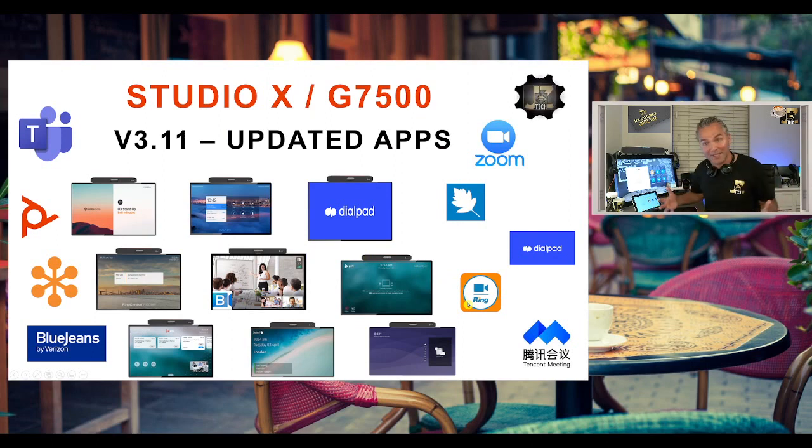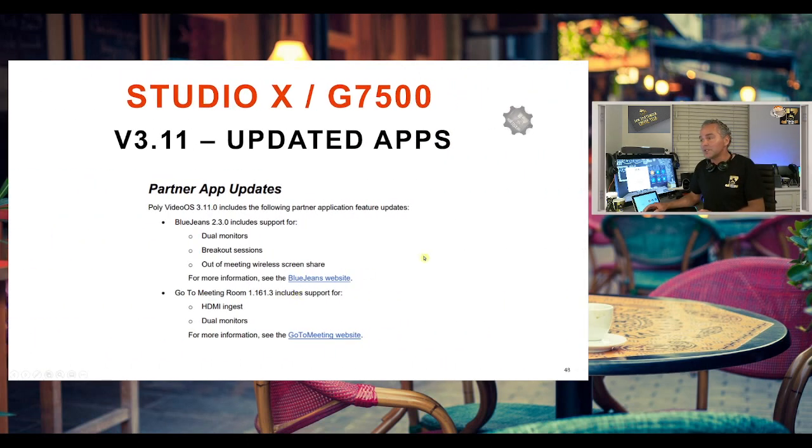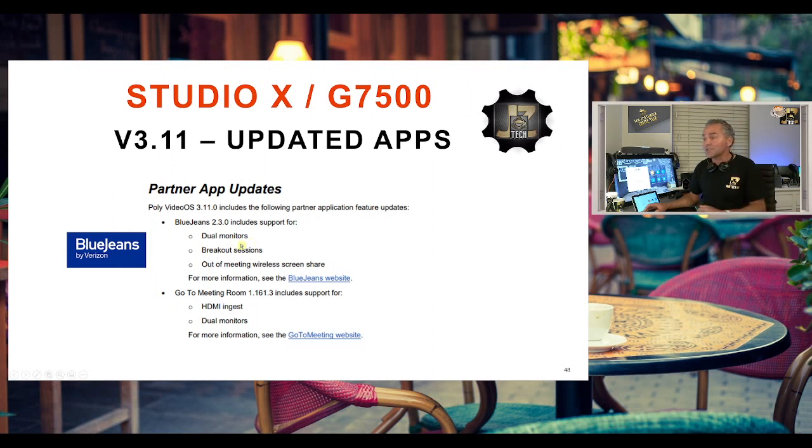All right, the other applications, because it's not only Teams and Zoom, but there are other updates, maintenance releases for the different applications. So first off, we got, for example, BlueJeans, a really exciting one. They added support now for dual monitors. There are breakout sessions available, and they got out-of-meeting wireless screen sharing also available now with the release coming with the 3.11. With GoToMeeting, a room application, we now have HDMI ingest supported, and we got dual monitor support. Again, just check out those different websites with those specific versions.